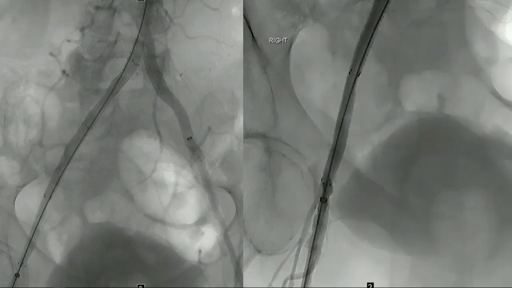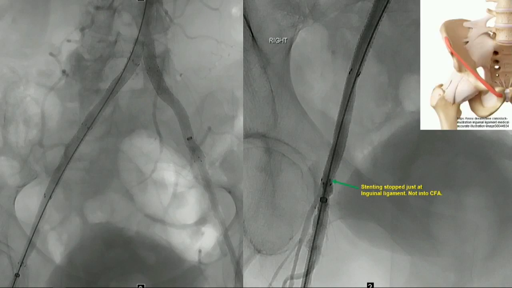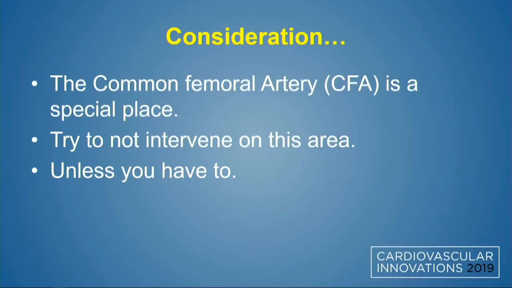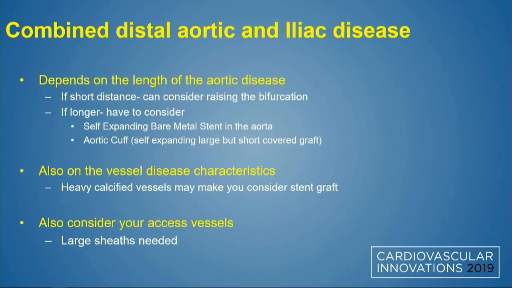And then, try not to extend below the inguinal ligament. I think we all know that, unless you absolutely have to, which I'm not sure what those cases would be. It's very important, especially when you're teaching people. Common femoral artery is a very special place. You shouldn't intervene unless you have to.